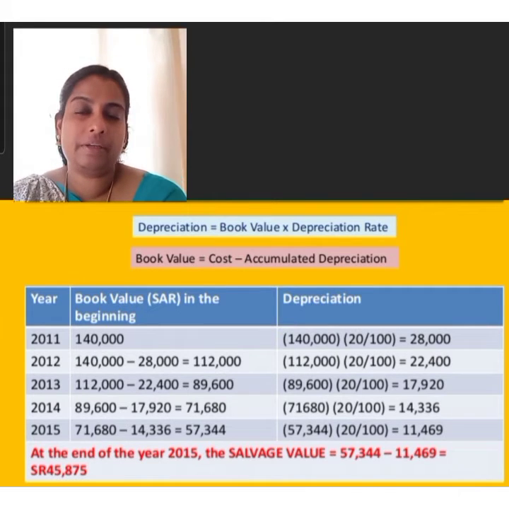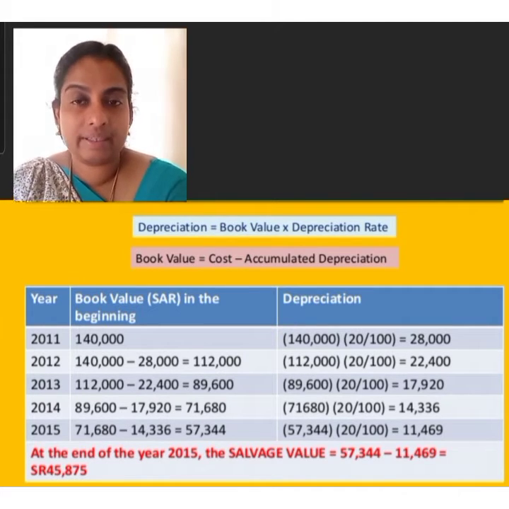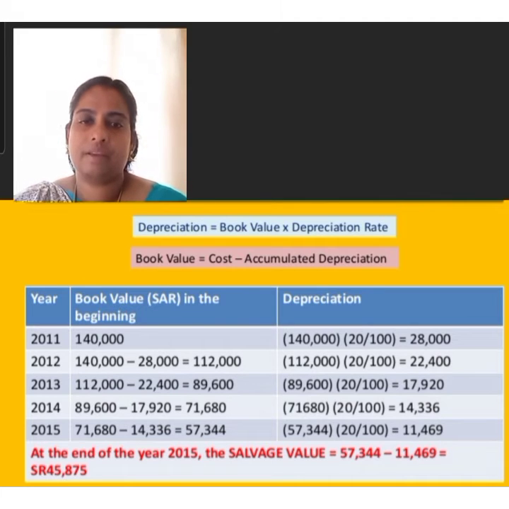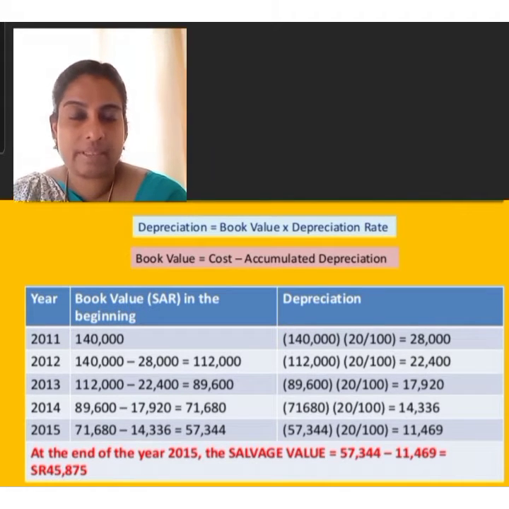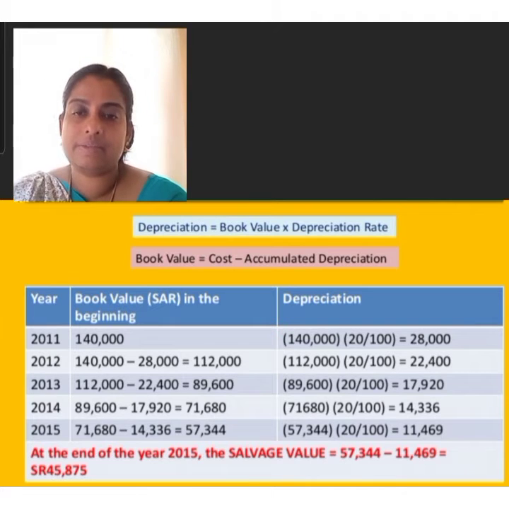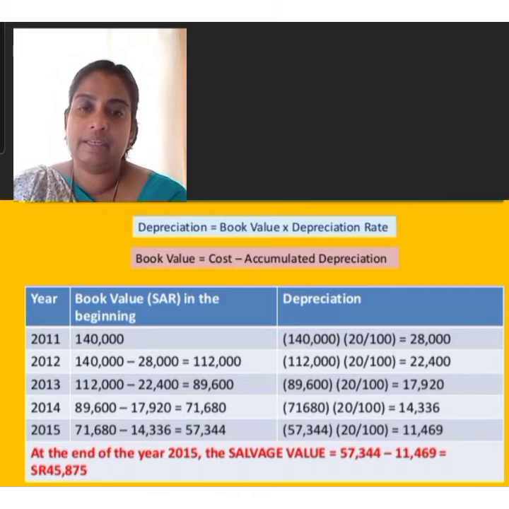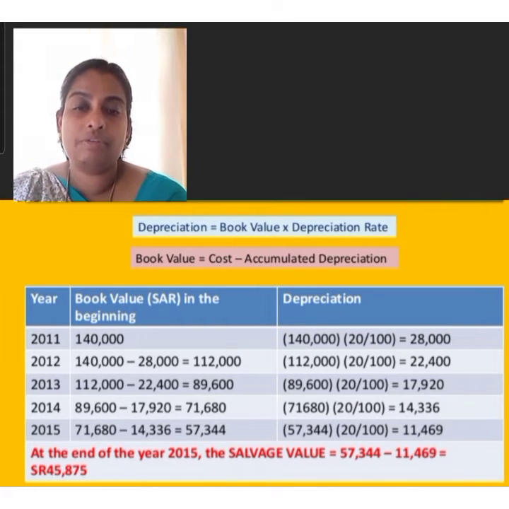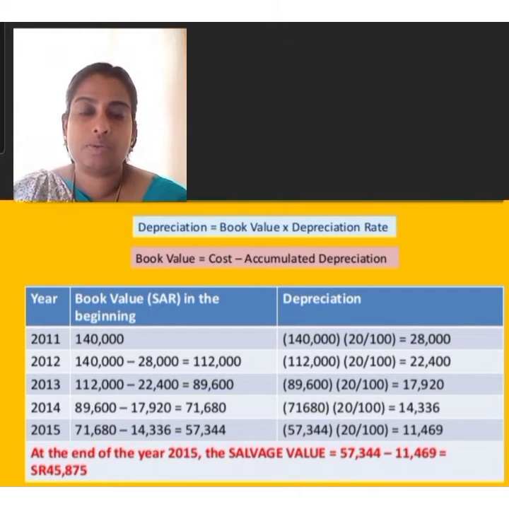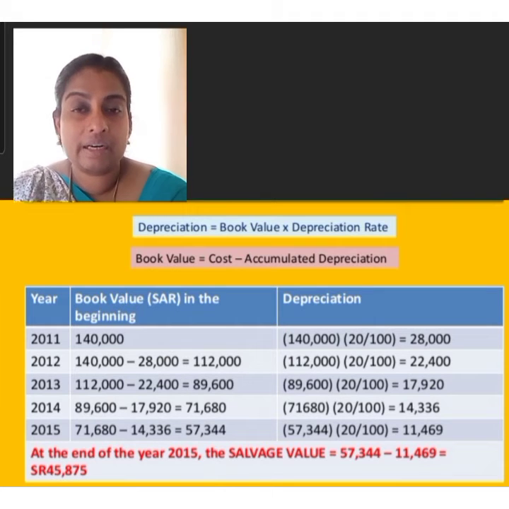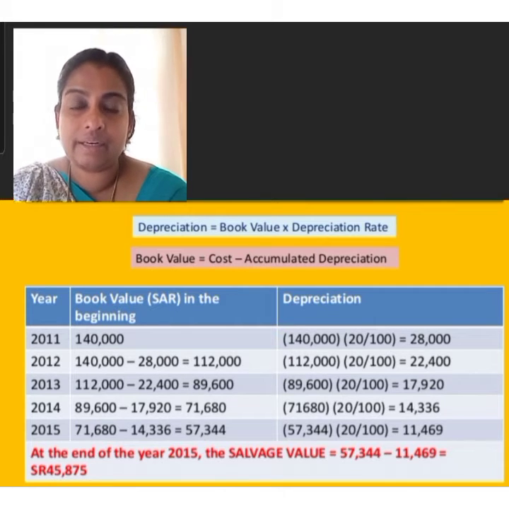Then the next step is to calculate the amount of depreciation for the third year. During the third year, the outstanding or reducing balance will be 1,12,000 minus 22,400, that is 89,600, which is the closing balance of the second year. This amount is the opening balance of the third year. So calculate the depreciation on this outstanding amount, that is 89,600 into 20% equals 17,920, the amount of depreciation during the third year.